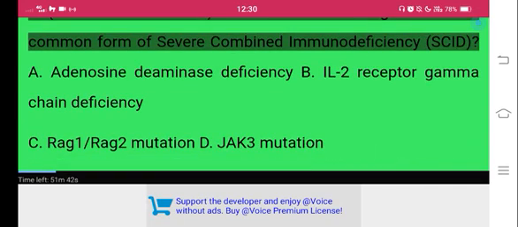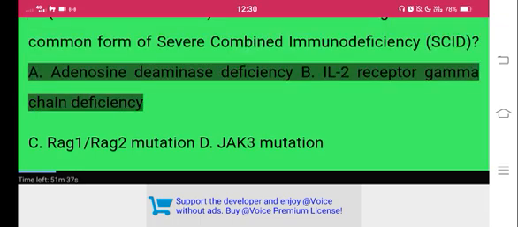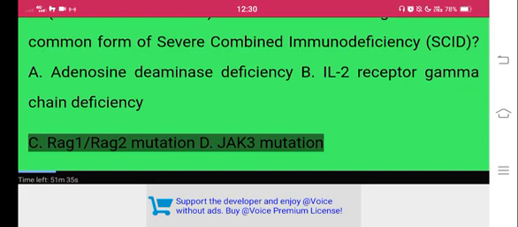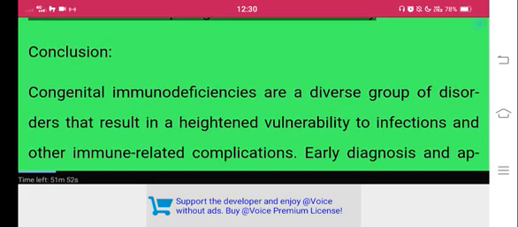2. CSIR-NET June 2019. Which of the following is the most common form of severe combined immunodeficiency, SCID? A: adenosine deaminase deficiency, B: IL-2 receptor gamma chain deficiency, C: RAG1/RAG2 mutation, D: JAK3 mutation. Answer: B, IL-2 receptor gamma chain deficiency.